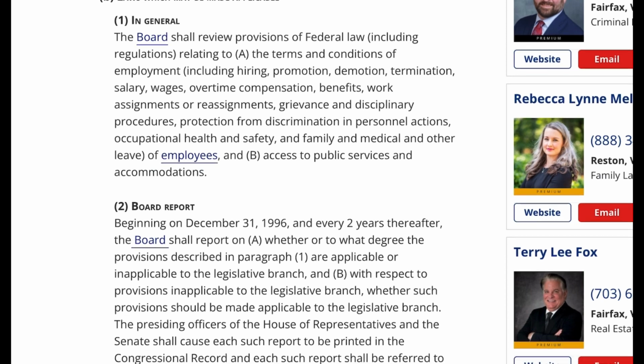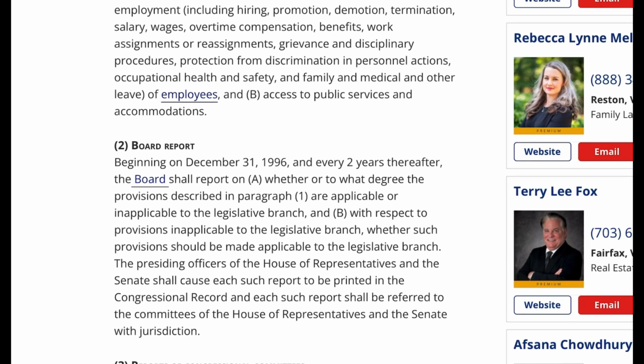2. Board report. Beginning on December 31, 1996, and every 2 years thereafter, the Board shall report on a. Whether or to what degree the provisions described in paragraph 1 are applicable or inapplicable to the legislative branch, and b. With respect to provisions inapplicable to the legislative branch, whether such provisions should be made applicable to the legislative branch. The presiding officers of the House of Representatives and the Senate shall cause each such report to be printed in the Congressional Record, and each such report shall be referred to the committees of the House of Representatives and the Senate with jurisdiction. 3.